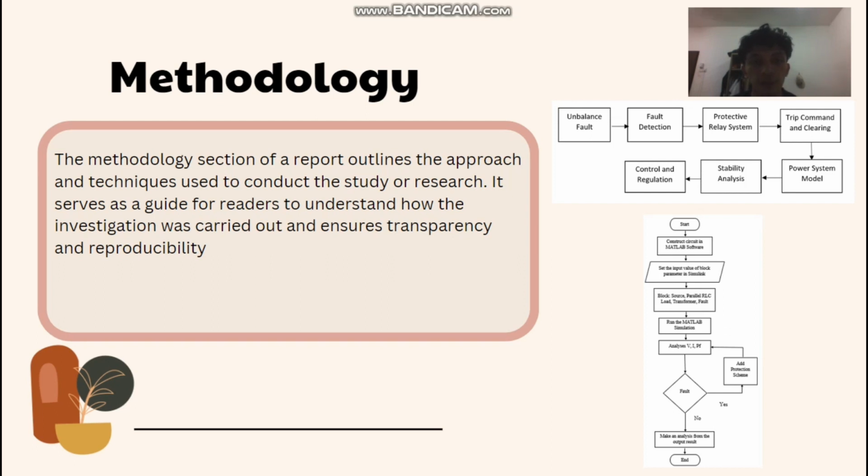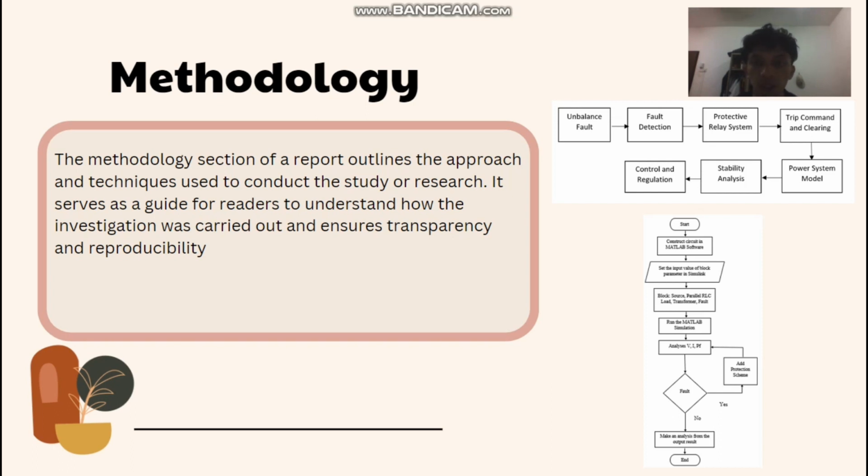My part is to explain about the methodology of this project. Firstly, the methodology section of a report outlines the approach and technique used to conduct the study or research. It's a guide for readers to understand how the investigation was carried out and ensure transparency and reproducibility.